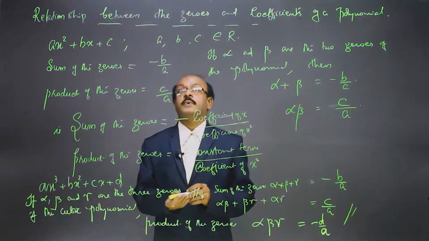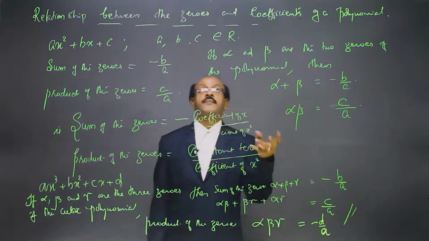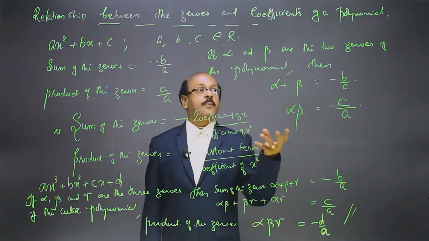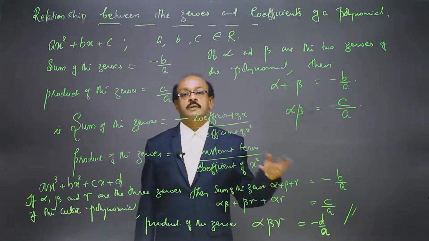These are the relationships between zeros and coefficients, and we have to check the relationship among these zeros with the coefficients. We have to check by doing problems. We can check this later. Okay.